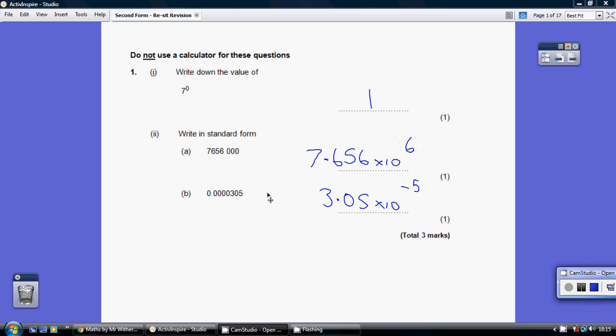And similarly here, we need to end up with the decimal point between the 3 and the 0. So how many hops is that? 1, 2, 3, 4, 5. So that's where the 5 and the 6 come from. Remember, minus for a tiny number, a positive number for a very big number.